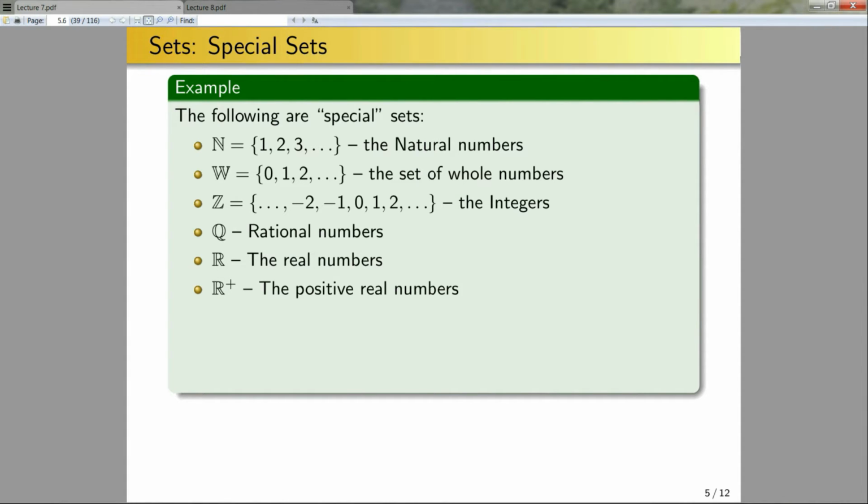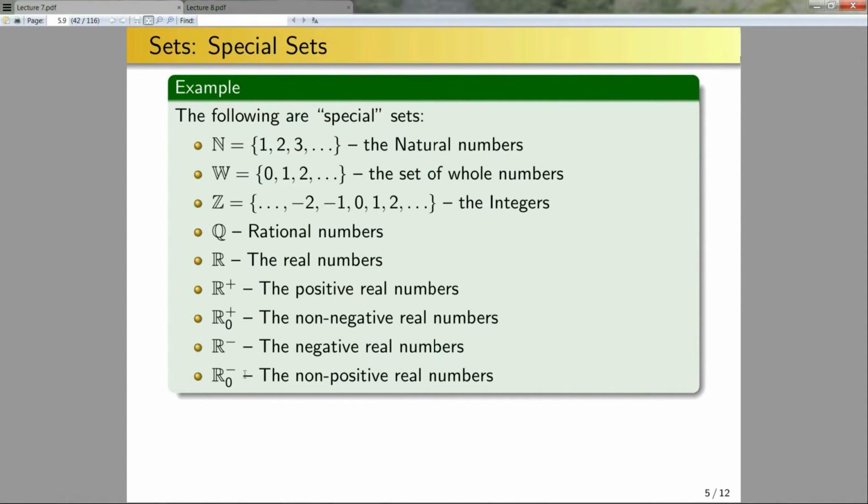Now, R plus will simply be the positive real numbers. R plus with a 0 will be the non-negative real numbers. So R plus doesn't contain 0 because 0 is neither positive nor negative, but R plus with the 0 underneath it will contain 0. So it's all the real numbers greater than or equal to 0. R minus will be all the negative numbers, so all the numbers less than 0. And R minus with a 0 will be the non-positive numbers, so all numbers less than or equal to 0.